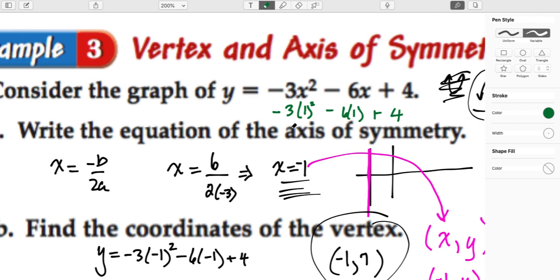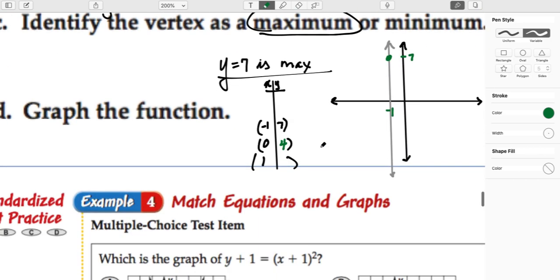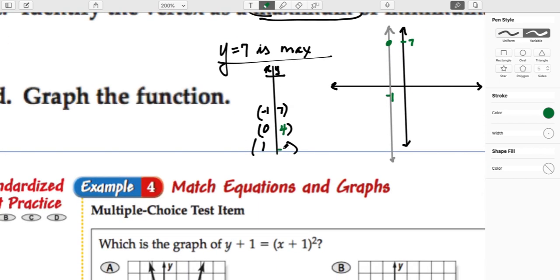This whole thing is -3. This whole thing is -6, and this is a +4. And so this ends up being -9 plus 4, which is a -5. So I've got my points. And watch this. Look how fun this is.